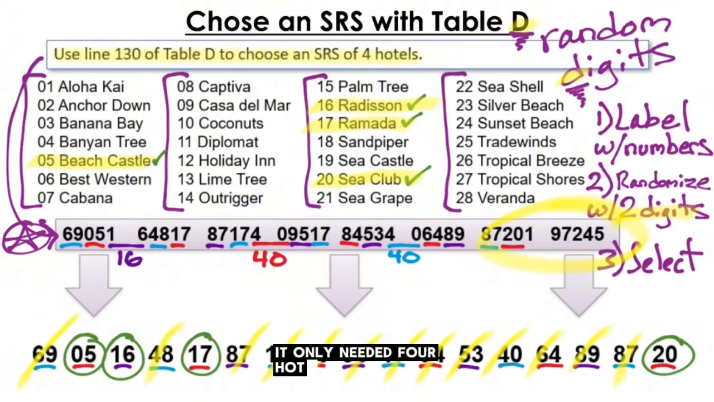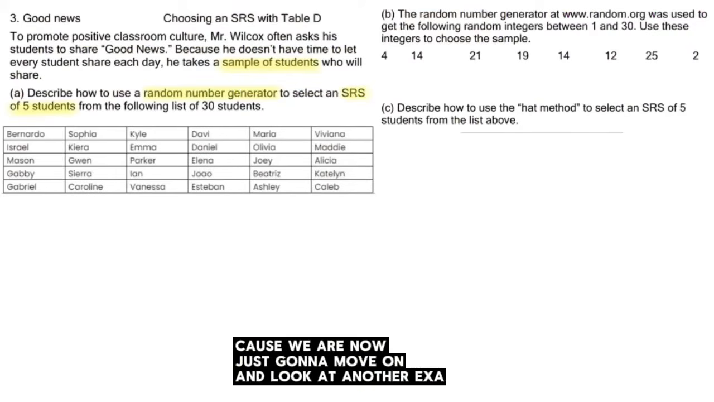It only needed 4 hotels to be chosen, and this is how you use table D with randomizing your digits to make a selection. Hopefully this was enough of an explanation for that, because we are now just going to move on and look at another example.